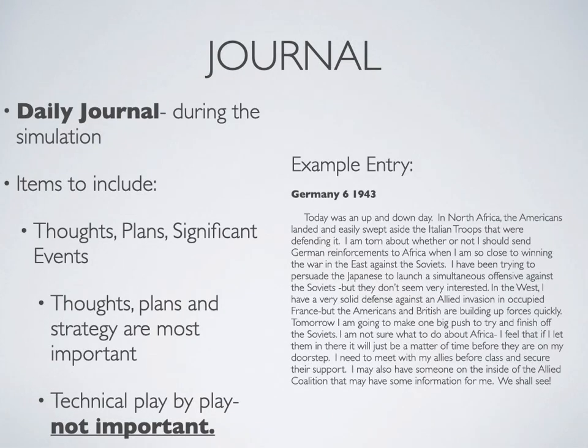Journals. You're going to want to journal daily during the simulation. Things you want to put in are thoughts, plans, significant things that happen. You don't want to put in play-by-play and troop numbers and all that kind of stuff, because that really doesn't matter. We want to know what you're thinking and what your strategy was and how you came about that strategy. Those are the important things. And there you can see I've given you an example entry. Tell it like a story. Make it dramatic. Make it so people want to read it, so that the teacher wants to read it, because that's kind of how the war is going to go. It's a very emotional experience.